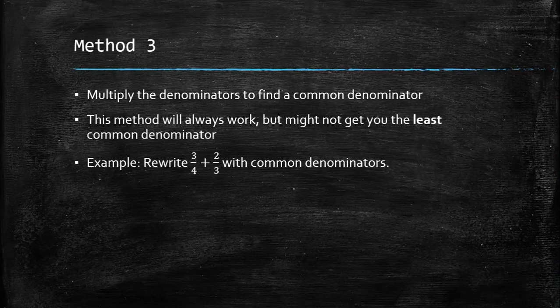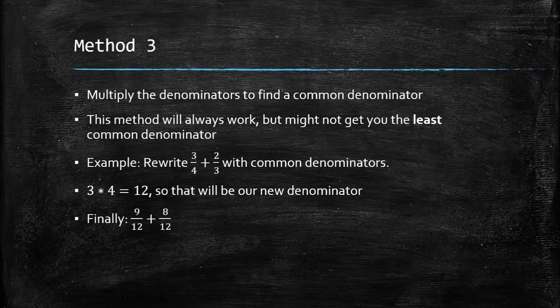So let's look at 3/4 plus 2/3, and we want to write that as an addition problem with common denominators. Well, 3 times 4 is equal to 12, so that is going to be our new denominator. And in this case, it's actually going to be the least common denominator. So we're going to have to multiply that 3/4 by 3 over 3 to get our 12ths, and then we're going to have to multiply the 2/3 by 4 over 4 to get our 12ths. So 3 times 3 is 9, so we have 9/12, and then 2 times 4 is 8, so we have 8/12, and now we have an addition problem that we can do.